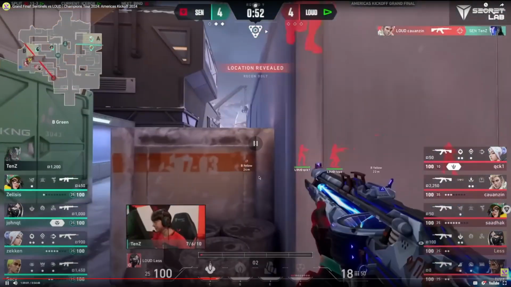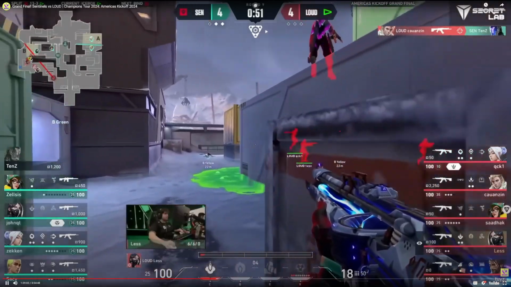Underhand flash, a little information. Patience there. TenZ tries to catch them off guard. It does not work. But at the end of the day, they're still able to make something work off of that. Because now they have a read. It's another B.